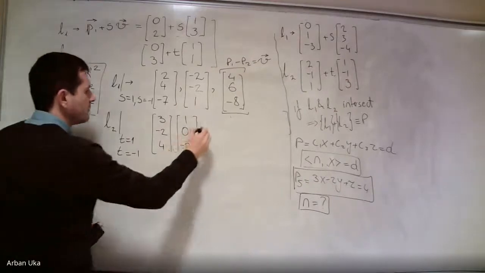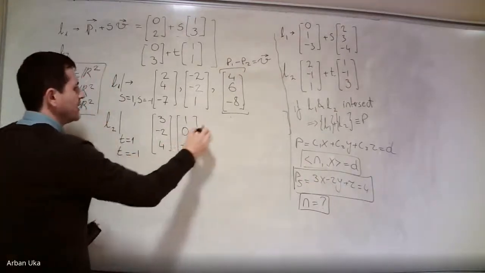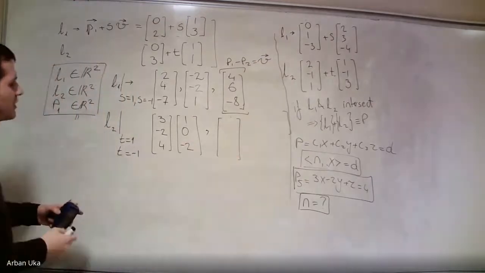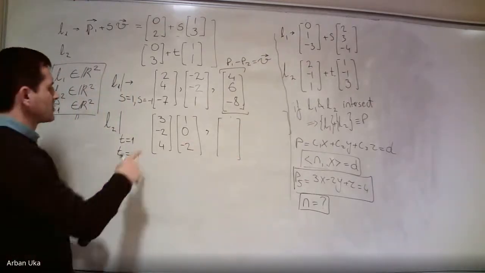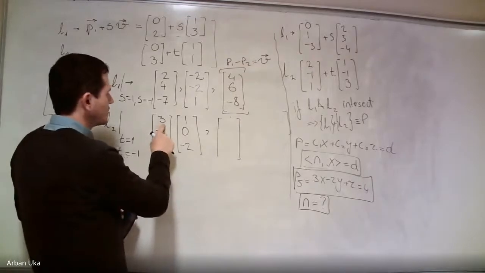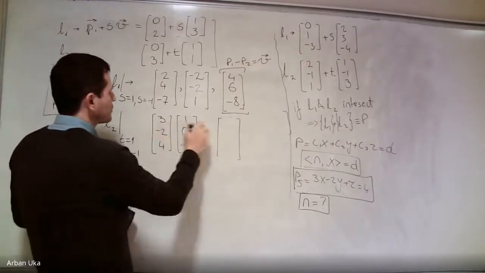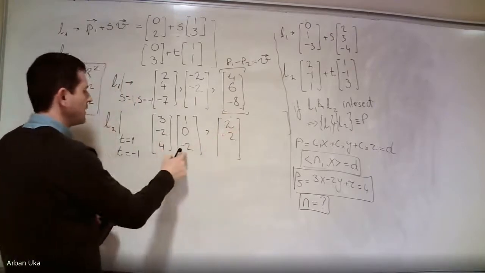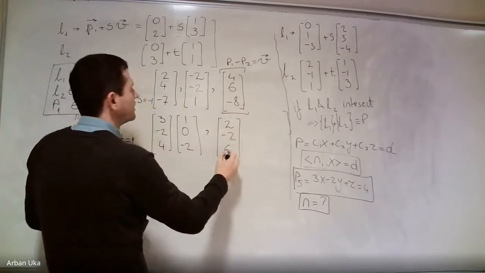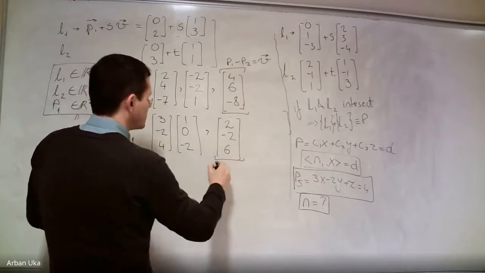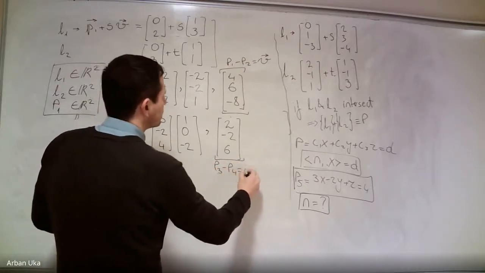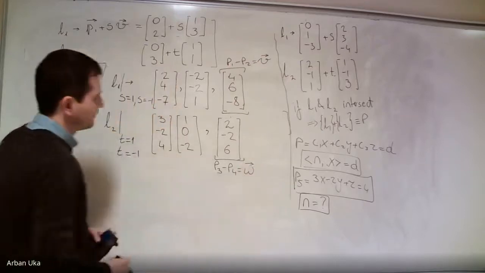These are points along the L2, and this is a vector which is going to tell us the direction along where the L2 is going. So let's subtract these: 3 minus 1, 2; minus 2 minus 0, minus 2; 4 minus minus 2, we get 6. What is this? This is point P3 minus point P4, and this is equal to a vector W.